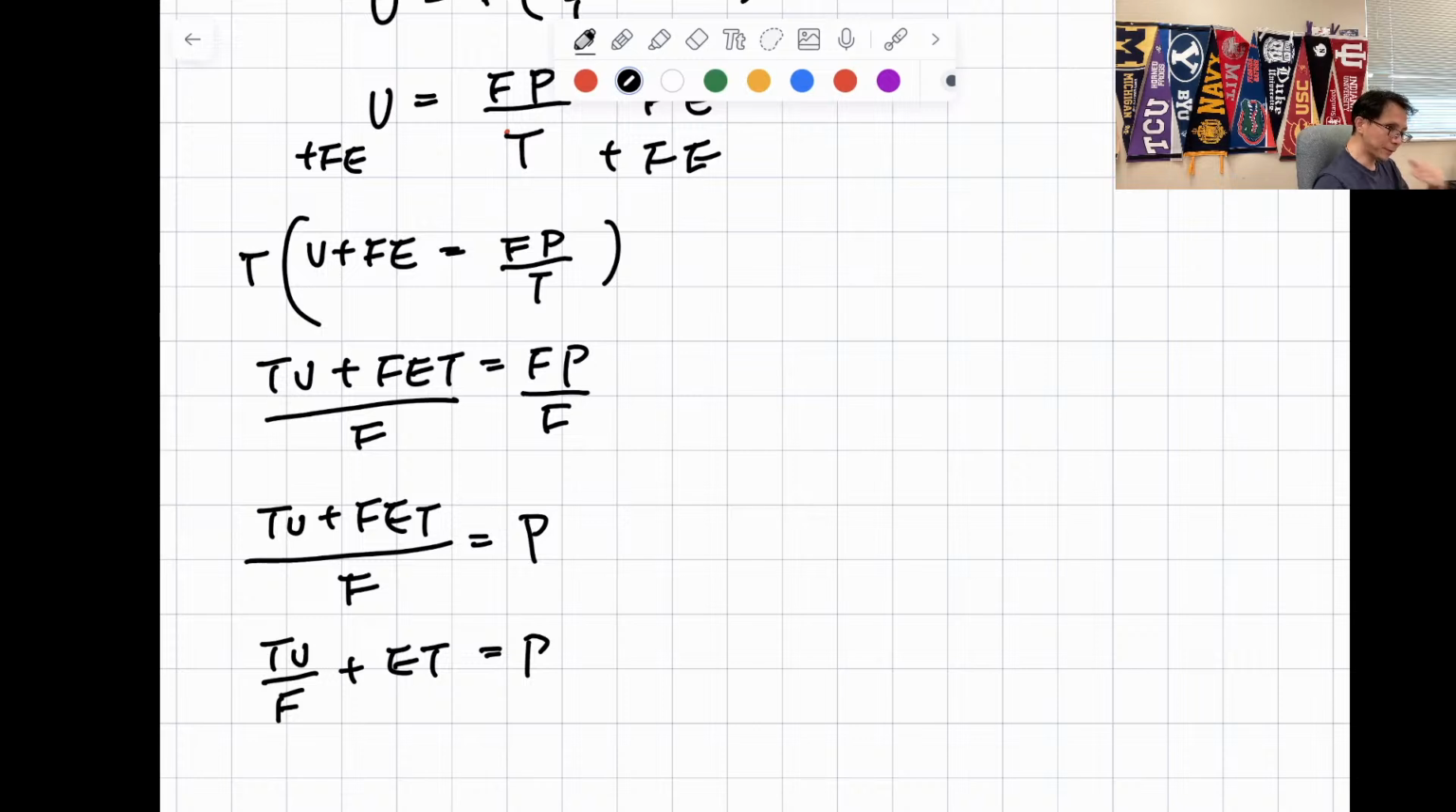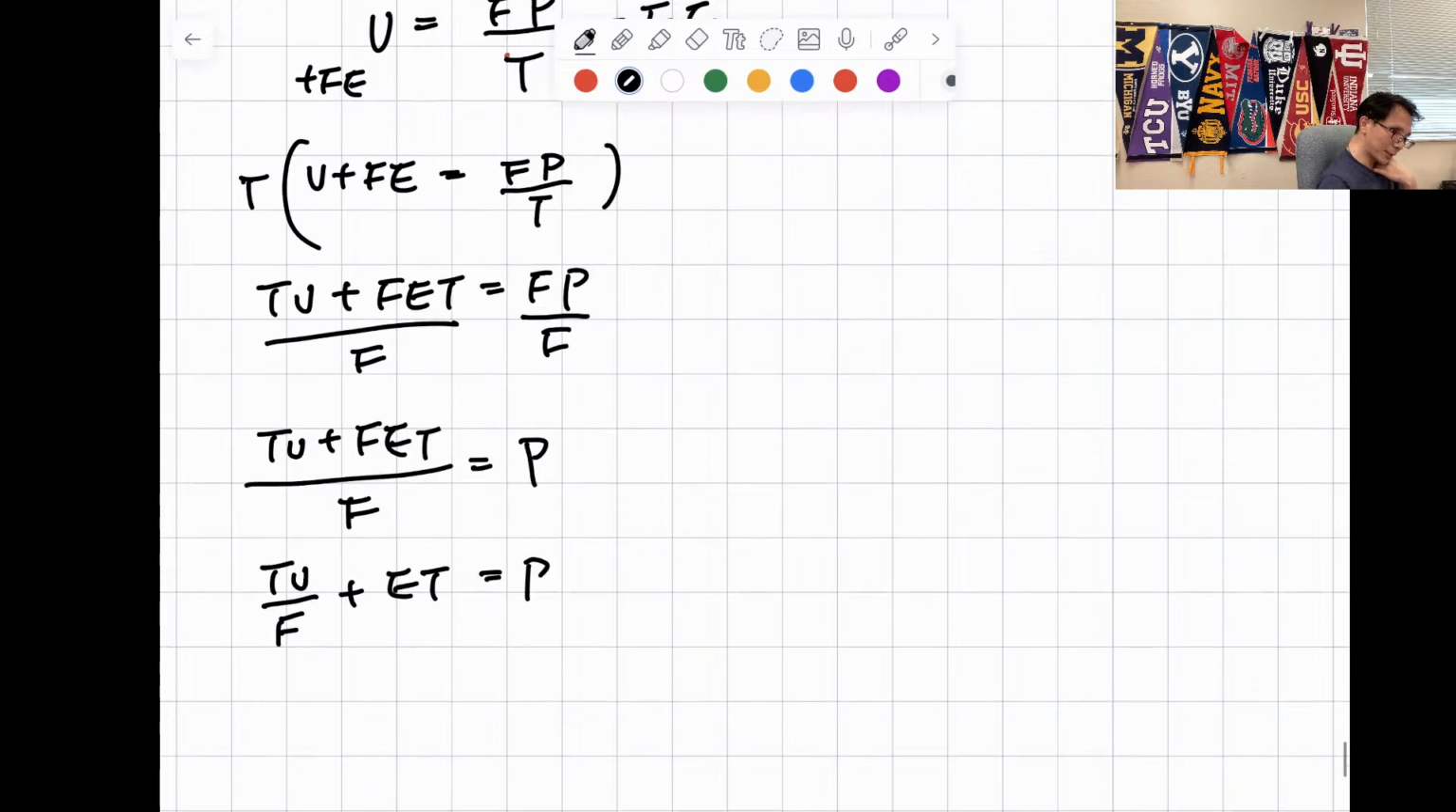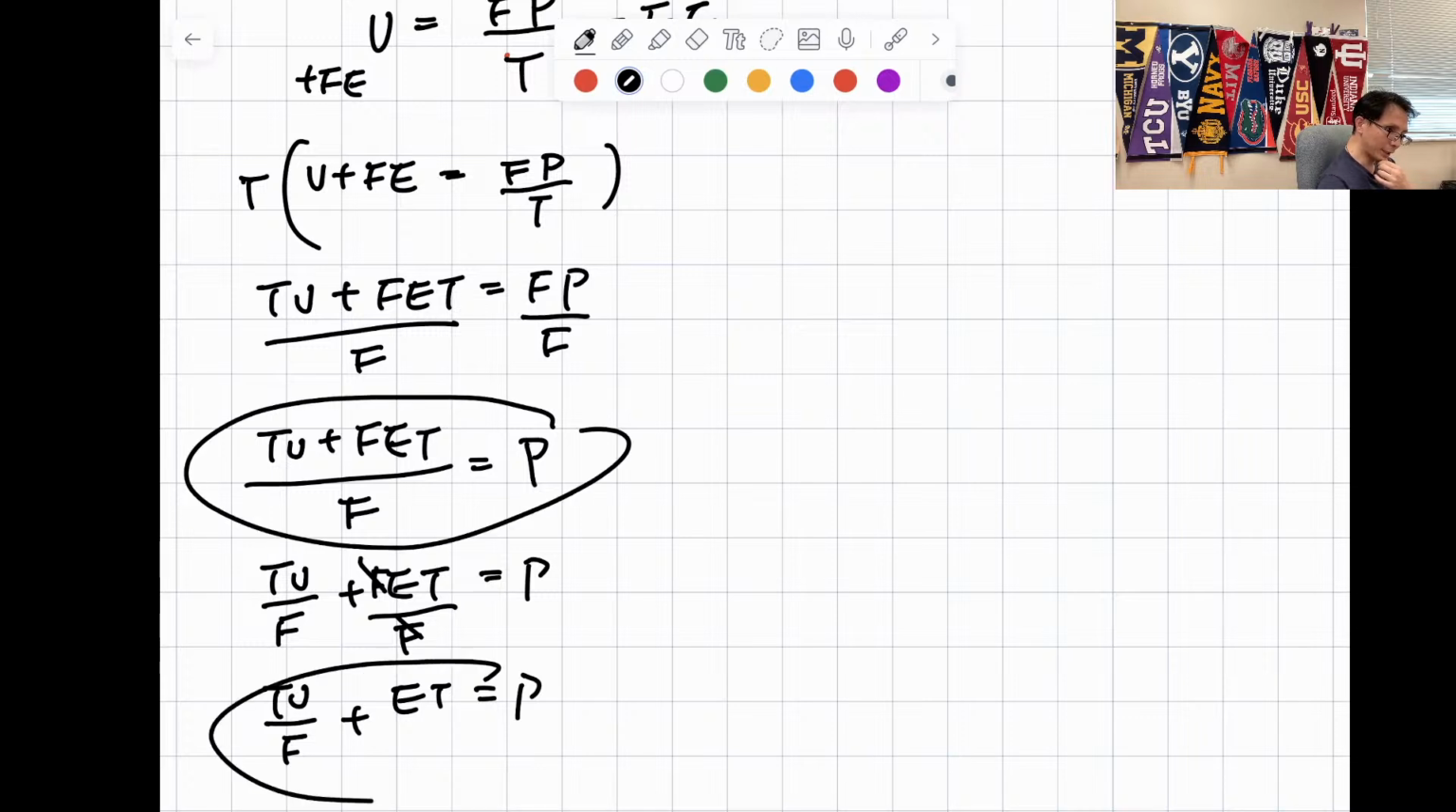Because the F's cancel out. If you split them, it's F over F. I'll write it out just in case. Now I'm going to say this cancels out, so it'll be Tu over F plus Et equal to P. So there are two different versions. I can get either this one or this one.